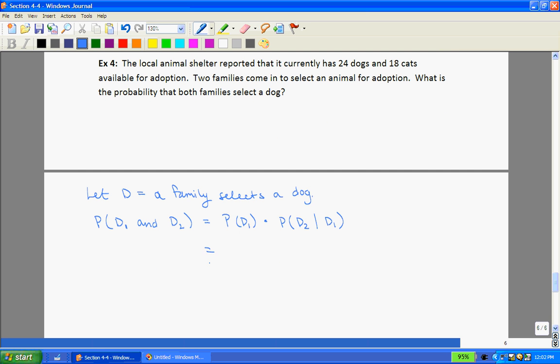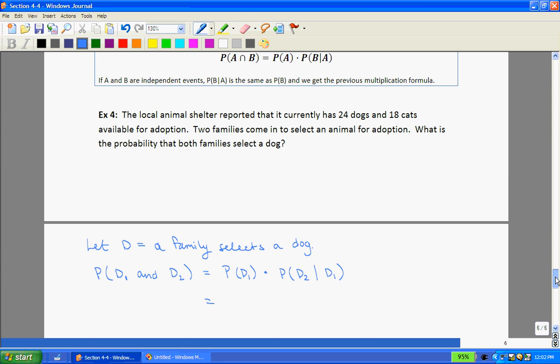Well, what is the probability that the first family selects a dog? First we have to know how many possible choices there are. There are 24 dogs and 18 cats, so that's a total of 42 animals to choose from. And if the first family is interested in a dog, the probability of selecting one is 24 out of 42. Now remember, for the second family, we're going to assume that the first family selected a dog and took it home. So for the second family, how many animals do they have to choose from? Only 41.